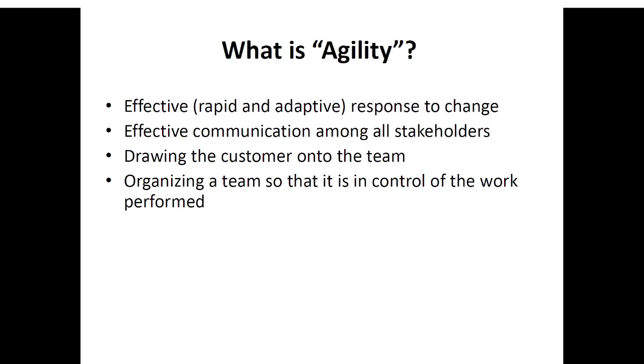Now, one of the recently developed models is called agility. It's called agile software. One of the recent models that is actually used in industry is called agile, and it's generally asked in interviews also. What is agile? What is agility? Agility means effective response to change, the rapid and adaptive response to change.